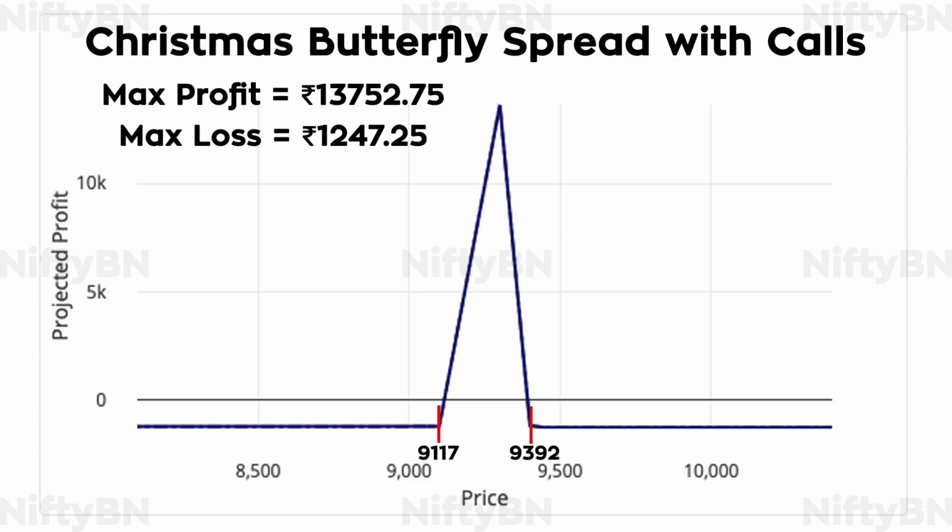Now let's look at the risk graph. From the risk graph, it is clear that though the risk reward ratio is pretty high, the high reward comes with a narrow range. The maximum profit of rupees 13,752.75 is attained at the strike price of the sold calls, that is at 9300 at expiration. The break-even points are at 9117 and 9392, and the maximum loss of rupees 1247.25 is attained when the underlying closes below the lower break-even point or above the upper break-even point at expiration.